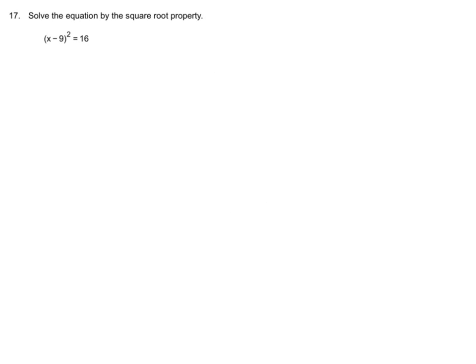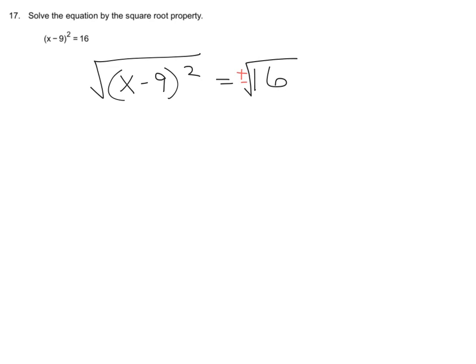Solve the equation by the square root property. X minus 9 squared equals 16. I need to get rid of the exponent of 2. To do this, take the square root of both sides. Remember, when taking the square root of a number, put a plus minus sign next to the square root bar.